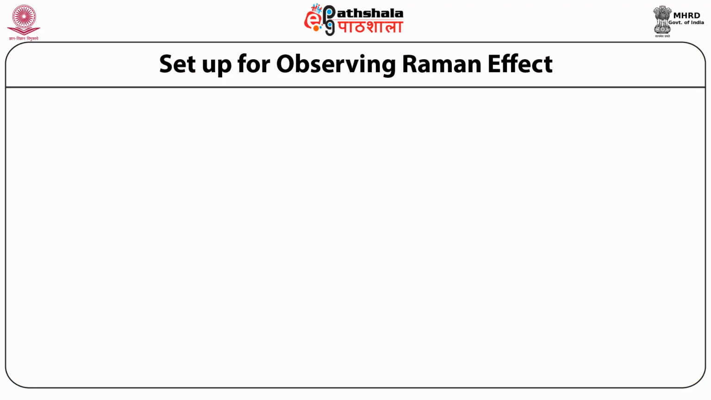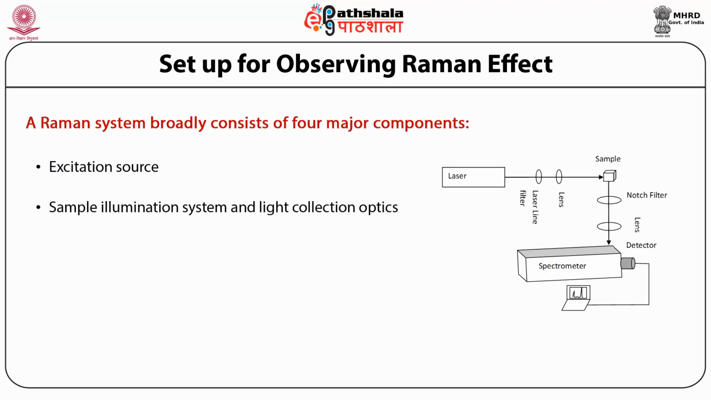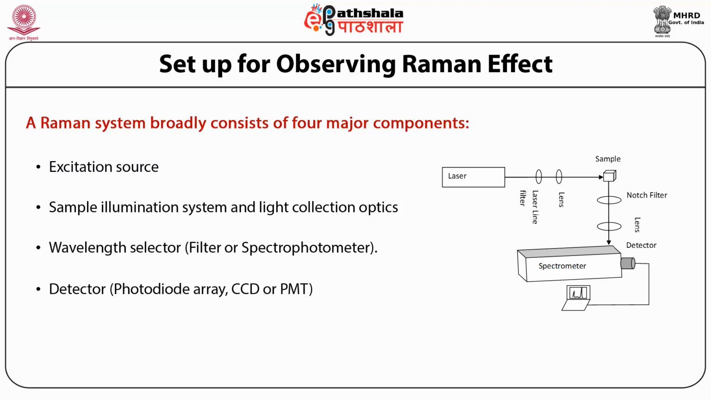There is a setup for observing the Raman effect. This system consists broadly of four major components: the excitation source, where nowadays a laser is used; the sample illumination system and light collection optics; and then the wavelength selector, which can be a filter or some spectrophotometer; and then there is a detector. Nowadays, charge coupled devices, CCDs, or photodiode arrays are used, although there was a concept of using photomultiplier tubes.